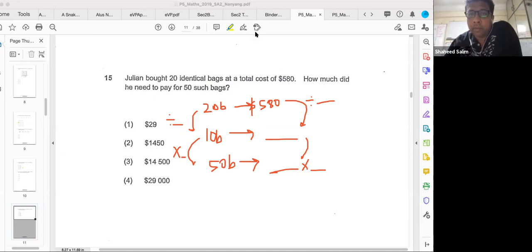So down here now, how do you get to 10? You divide by 2, so you must also divide by 2 down here. Once you get to 10, you can go to 50 by multiplying by 5. So you must do the same on the other side. You divide by 2 and then you times by 5, and you will get the answer. This is called a comparison method. From 20, you divide by 2, you get 10. Then 10 times 5, you get 50. This is one way. Congratulations, Shalina. Well done, Shafia.